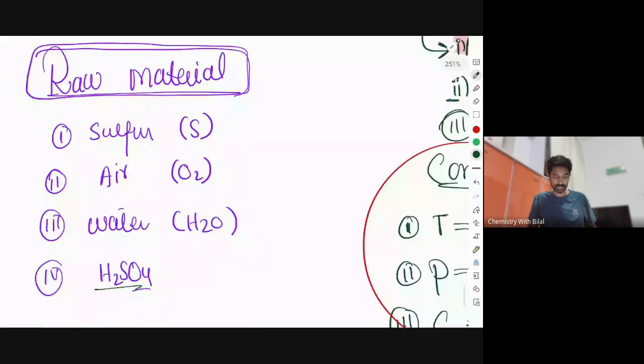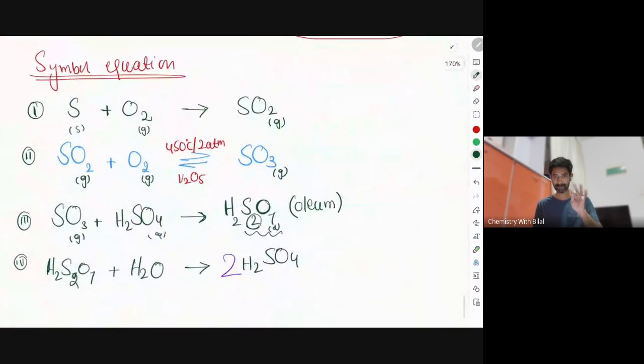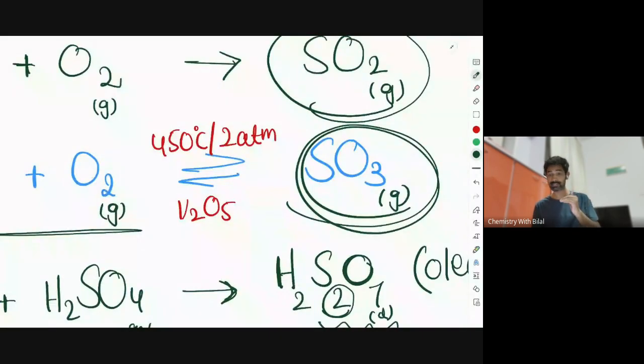So what are the raw materials to make H2SO4, sulfuric acid? You need sulfur, air, specifically oxygen, water, and already prepared sulfuric acid. It is a 4-step reaction. In the first, you burn the sulfur and get sulfur dioxide. In the second, you burn the sulfur dioxide further. That second reaction is extremely important. You get sulfur trioxide, and this is the only reaction out of all 4 which is reversible.